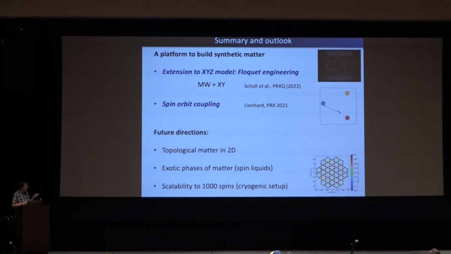And also we can implement, for example, spin orbit trapping, as you see in the example that we have done also a couple of years ago in the case of 3 atoms. Then, as future directions that we would like to explore are topological matter in 2D, and also exotic phases of matter, like for example spin liquids. And we are also working on the scalability to thousands of spins, probably also using a cryogenic setup.